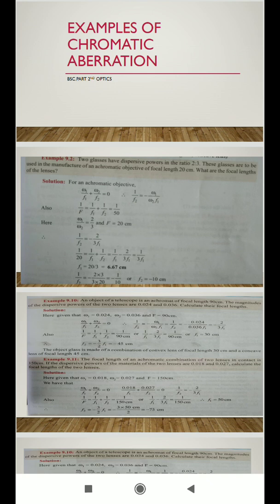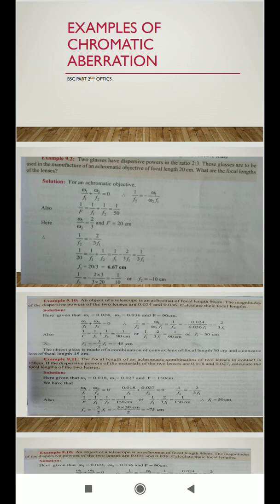So if we put omega 1 upon omega 2 is equal to 2 upon 3 and f is equal to 20 centimeter, then finally we get f1 is equal to 6.67 centimeter. And now putting this in the first equation, 1 upon f2 is minus omega 1 upon omega 2 times f1, we get f2 equal to minus 10 centimeter. This is the first example.